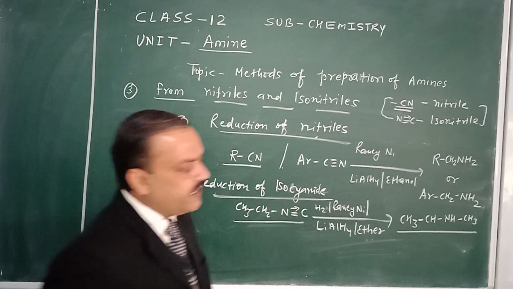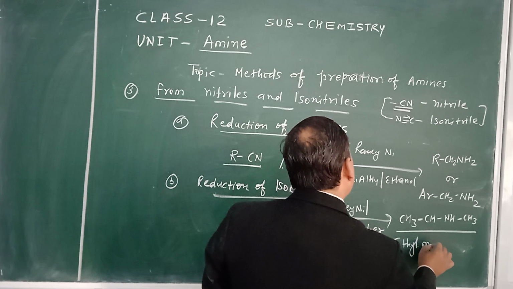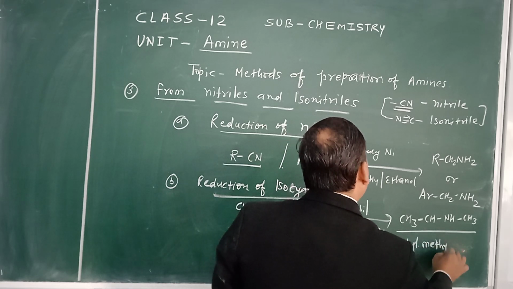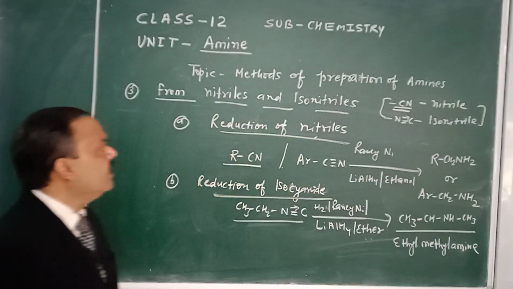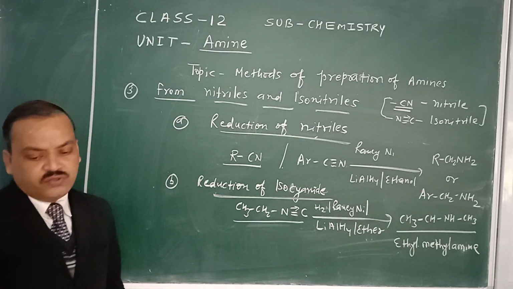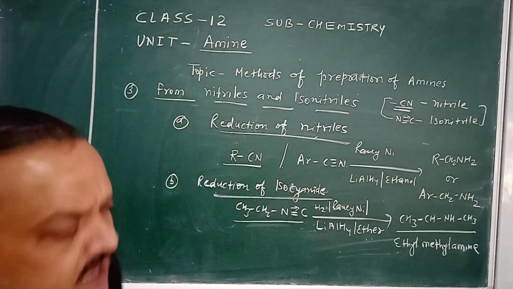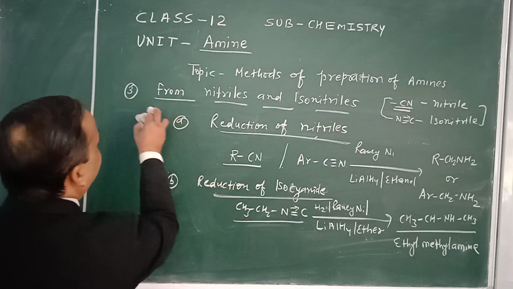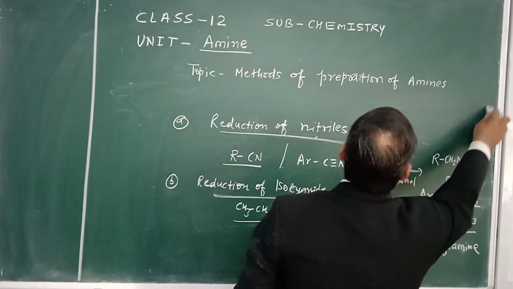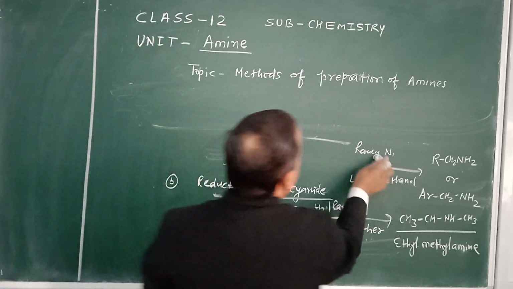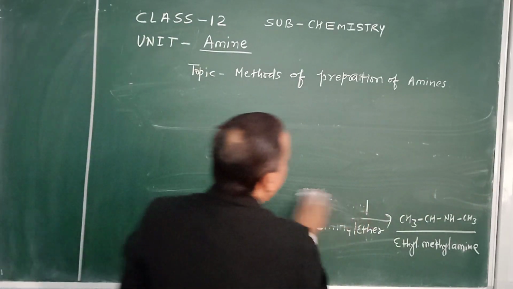This is ethyl methylamine. Ethyl methylamine we will get by this reduction process of isonitriles. So these are the three general methods which we have. Some other methods are also used in the preparation of the amines.